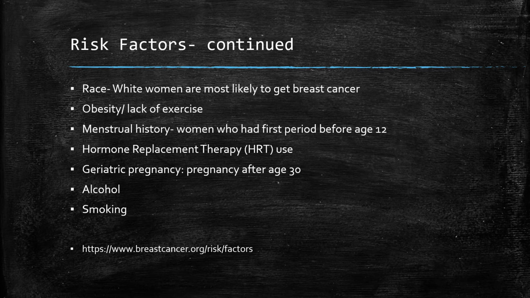Women who have been pregnant after age 30. This is also known as a geriatric pregnancy. Those women who have had a pregnancy after age 30 have an increased risk of developing breast cancer.